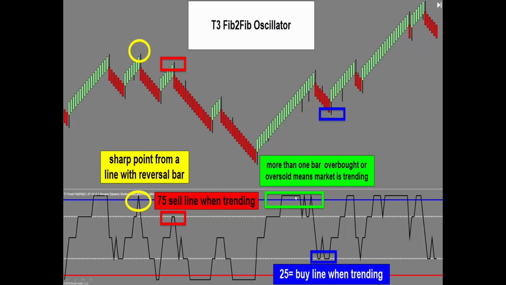Also, when the Fib2Fib oscillator makes at least 2 bars below, it really sets up trending, and you can see over here in this green box, when the oscillator value is above the blue line for more than a couple bars, it just means that the market is typically trending.